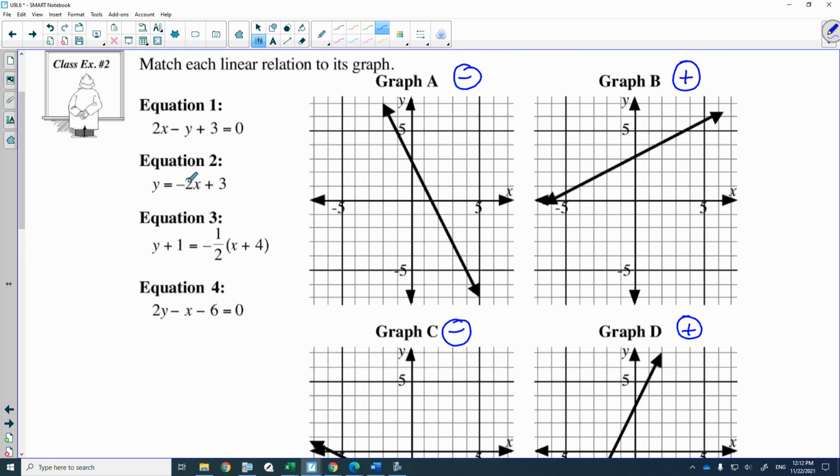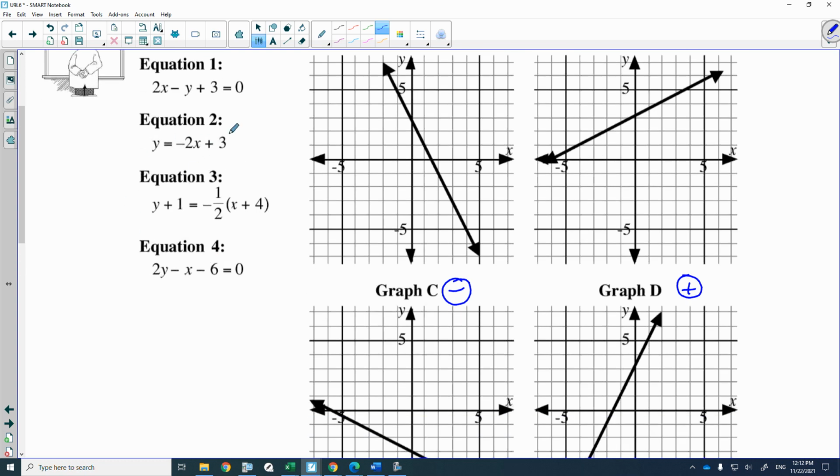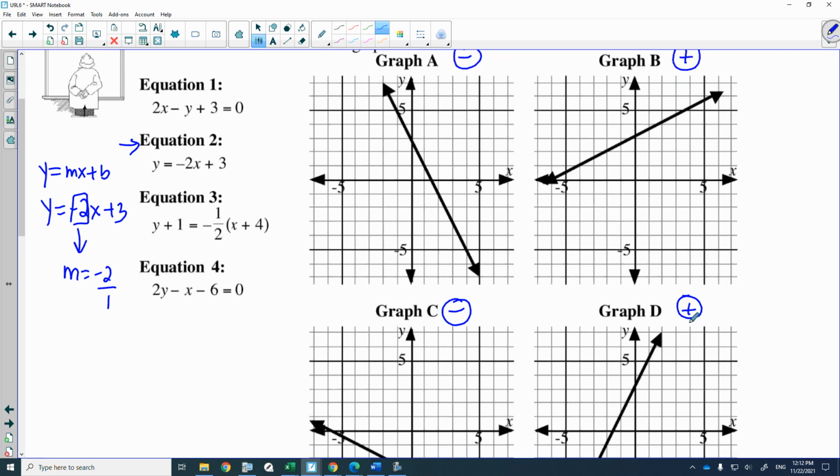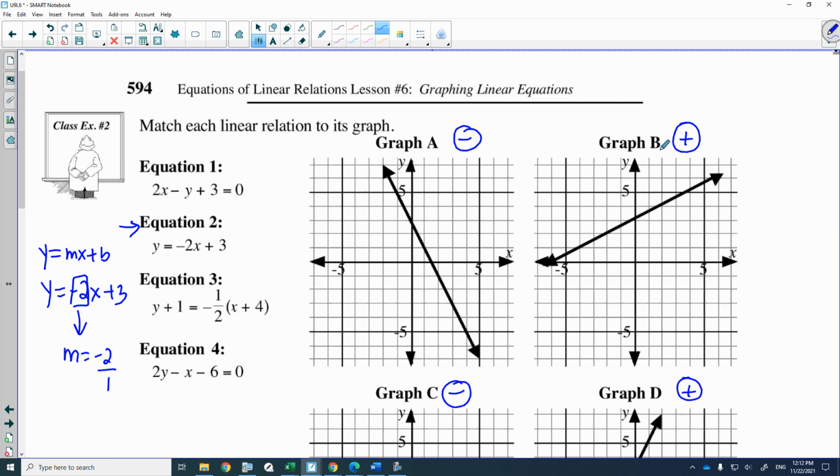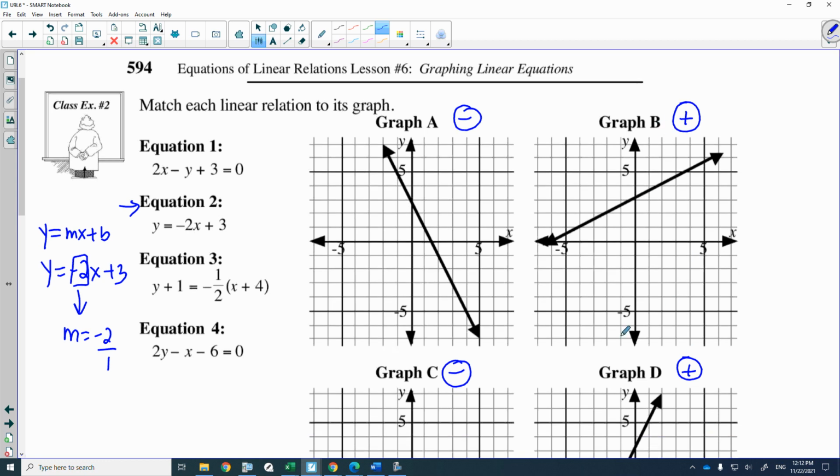Let's actually do equation 2 first, because this is going to be hopefully nice and easy. It's in slope y-intercept form, right? So let's write here y is equal to mx plus b. They said the equation for equation 2 was y is equal to negative 2x plus 3. You know that your slope is negative. So by process of elimination, you could eliminate the two positive answers. It is not going to be graph D, and it is not going to be graph B, because those are positive slopes. So we just have to figure out, is it A or is it C?